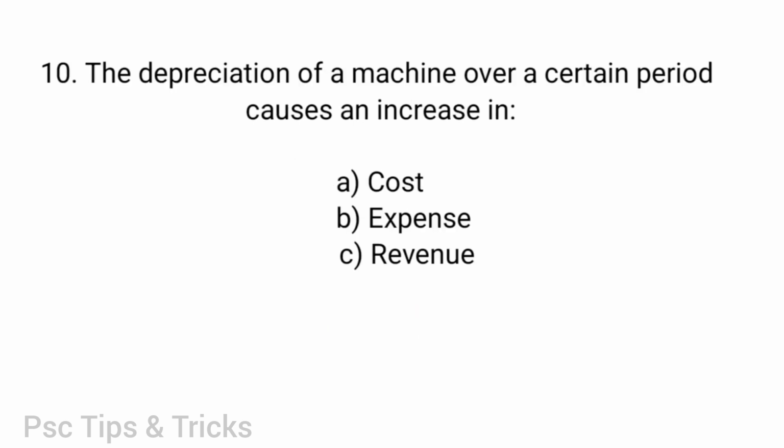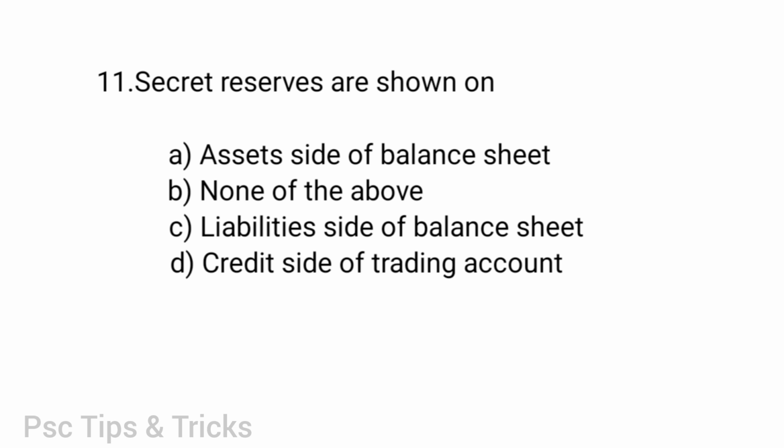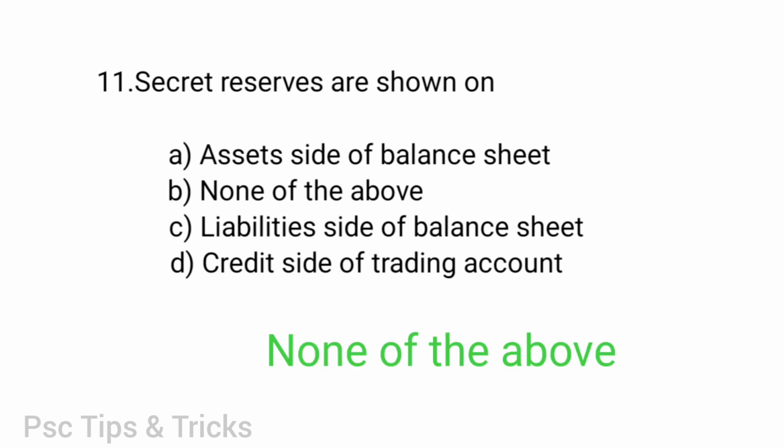Cost. The depreciation of machine over a certain period causes an increase in cost, expense, revenue. Cost. Secret reserves are shown on asset side of the balance sheet, none of the above, liability side of the balance sheet, credit side of trading account. None of the above.